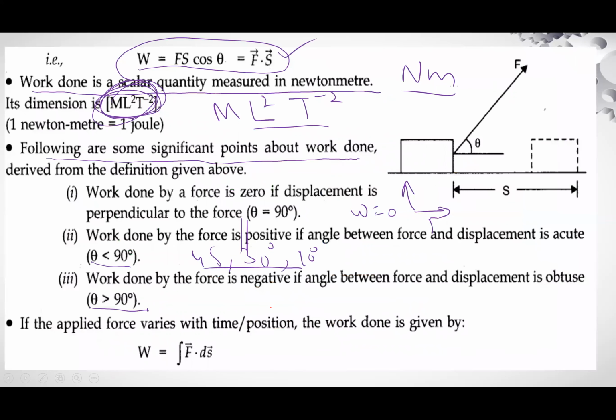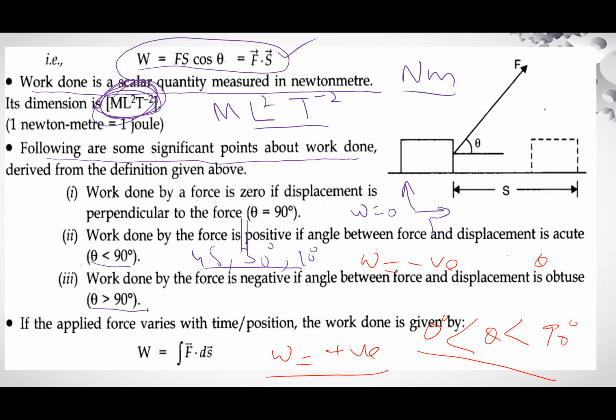Now some points to explain. Work done will be positive if theta is less than 90 degree and greater than 0 degree. Work done will be negative if theta is greater than 90 degree. Work done will be 0 if theta is equal to 90 degree.